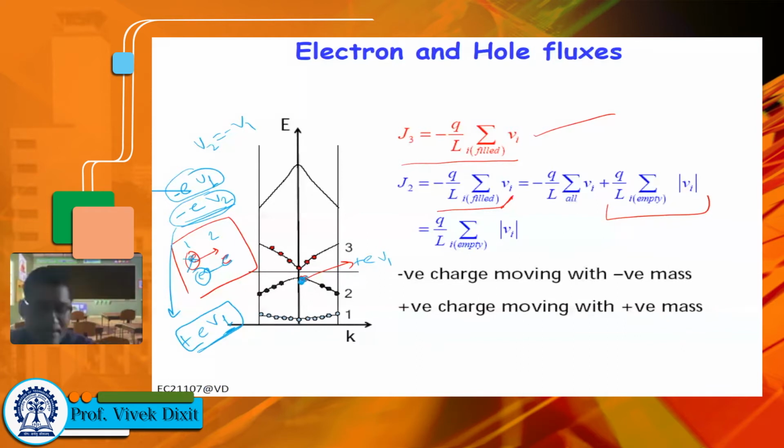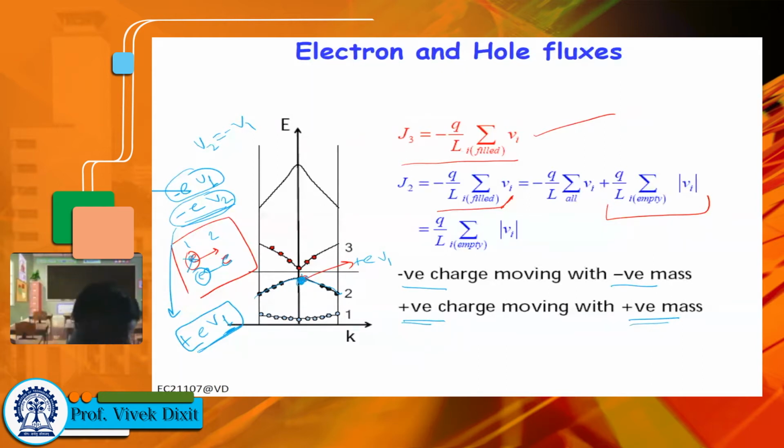Or you can understand it in another way. Now this band is curving down, so this band has negative mass. So we have negative charge and negative mass, and the equivalent situation will be a positive charge with positive mass. So holes are basically the representation of vacancy in this empty valence band, where you can write the hole as a positive charge with positive mass.